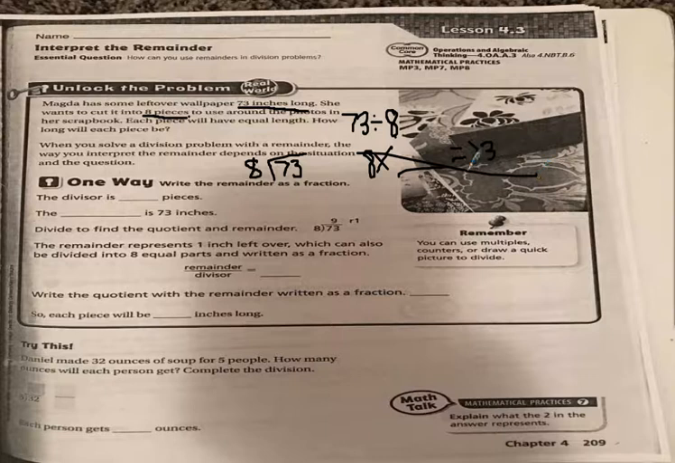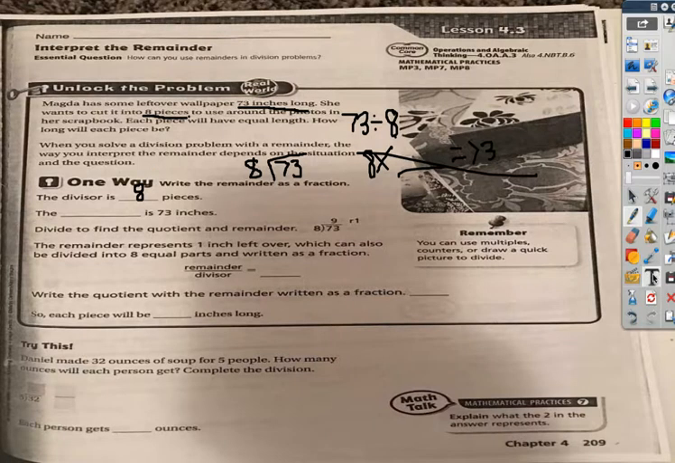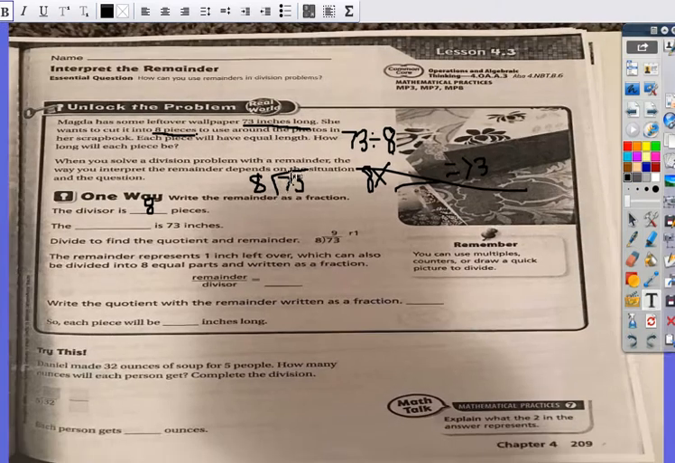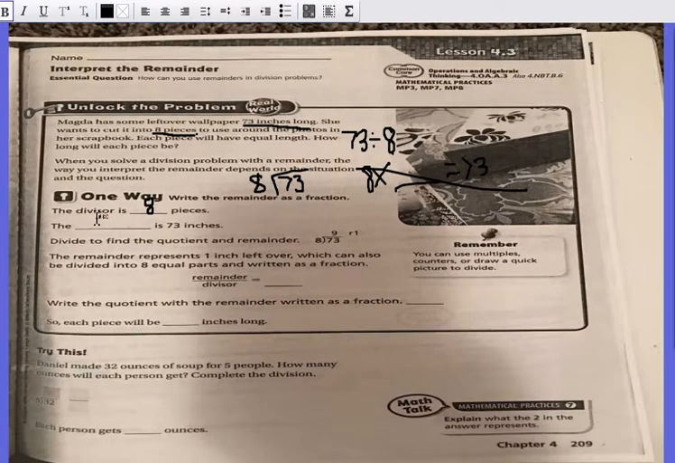So one way, write the remainder as a fraction. The divisor is blank pieces. So right here, the 8 is your divisor. So I'm going to put 8 on the line over here. And then the blank is 73 inches. What we call the number we're dividing, or what we're starting at, is called the dividend. The dividend is 73 inches.